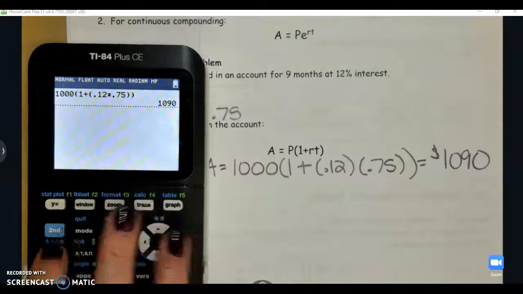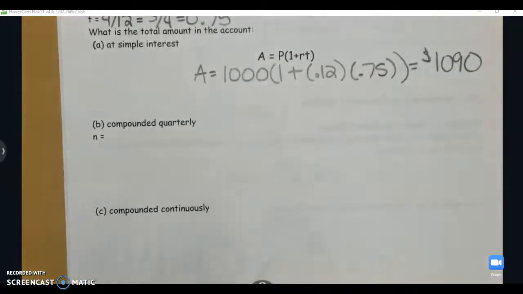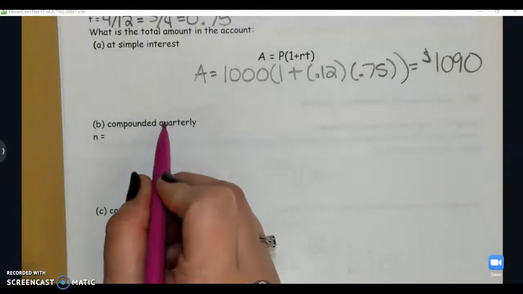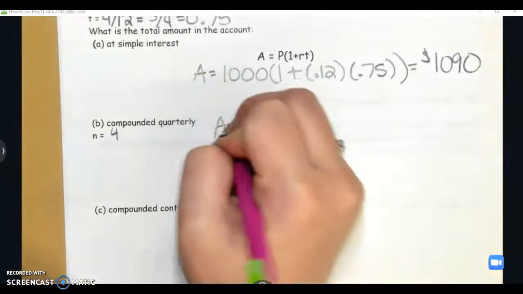Now, let's look at what it would be if it was a compound interest account and see why that might be the better option with our money. So if we're compounding quarterly, that means 4 times a year, so n would be 4. And the formula we're going to use is that first one that we were given.